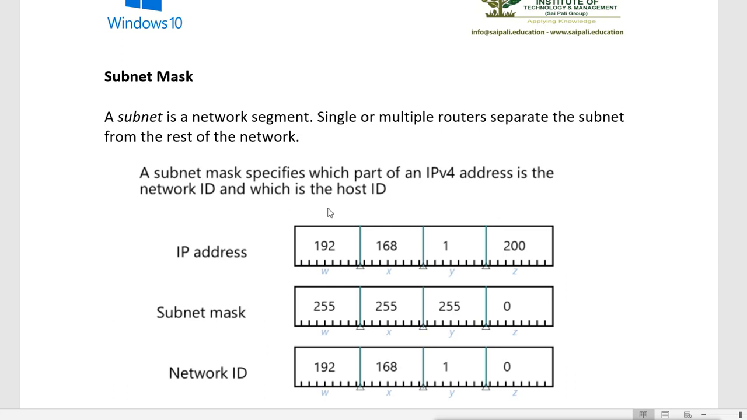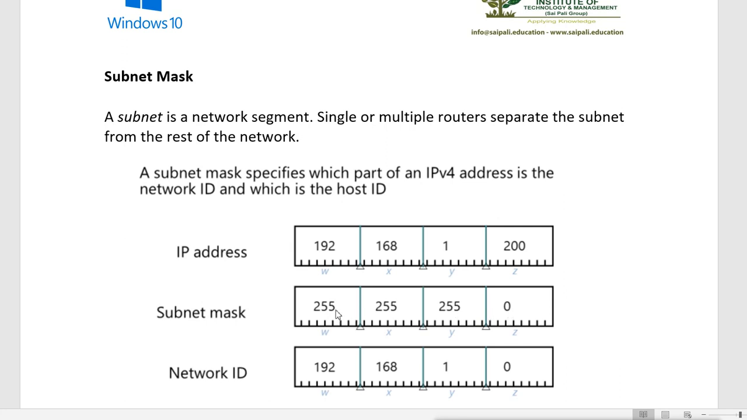So a subnet mask specifies which part of an IP address is the network ID and which is the host ID. For example, this is the IP address, and this is the subnet mask. Now remember, I told you that the subnet mask is also a 32-bit address, and it is also divided into 4 octets. So we have 4 octets here also, divided by dots. When all the 8 bits are on, you will get the value 255. When you disable all bits, you will get 0. So a subnet mask will mostly be 255 or 0.